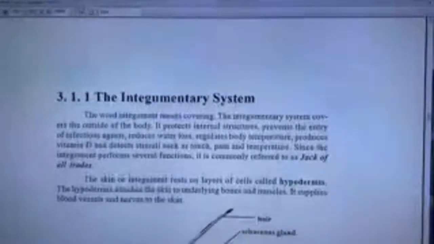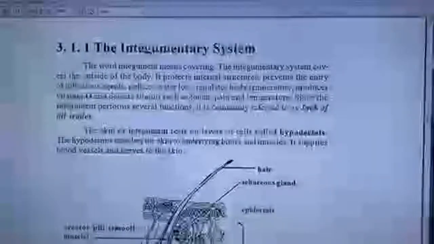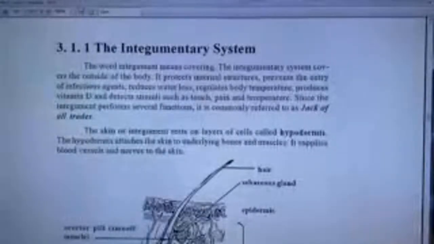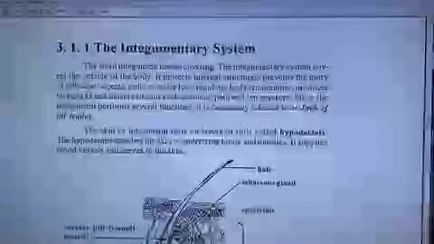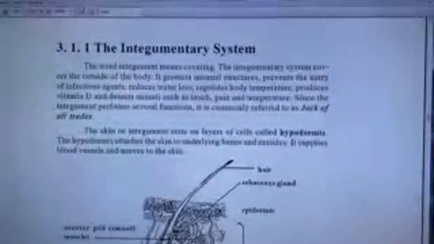The integumentary system. The word integument means covering. The integumentary system covers the outside of the body. It protects internal structures, prevents the entry of infectious agents, reduces water loss, regulates body temperature, produces vitamin D, and detects stimuli such as touch and pain. Since the integument performs several functions, it is commonly referred to as jack of all trades.